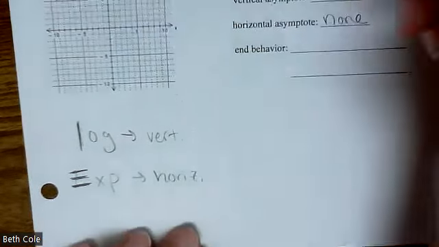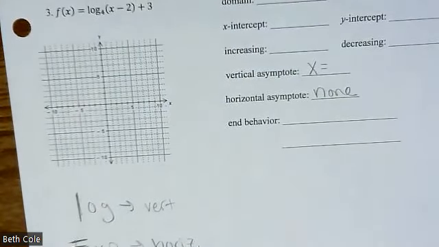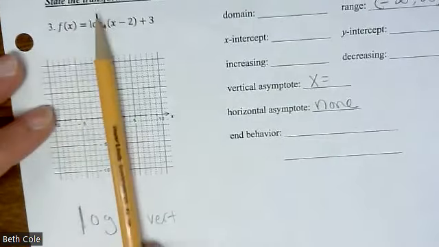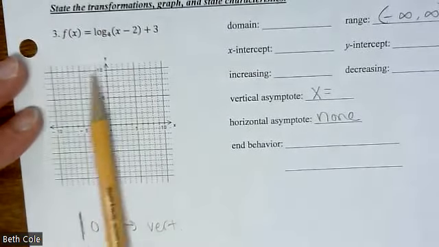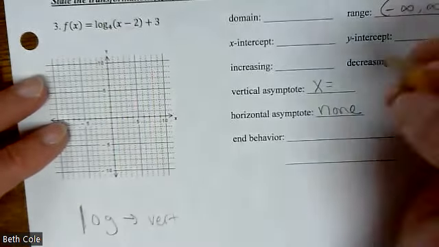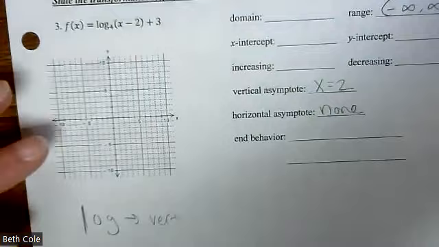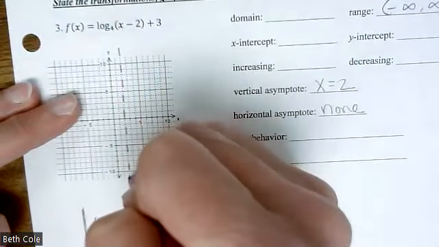All right, so typically the asymptote's going to be at 0 unless it's shifted left or right. So vertical would be this way. Did this graph shift left or right at all? Yes. Which way did it move? It went 2 to the right. So x equals 2, and we're going to dot that in. Exactly the same way I coached you to do the exponential ones, do the logarithmic ones.